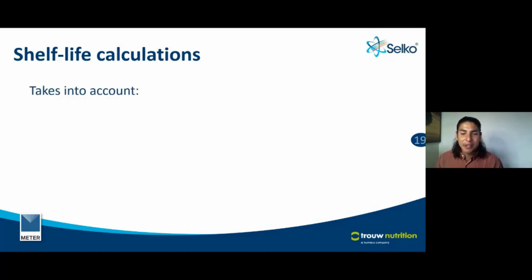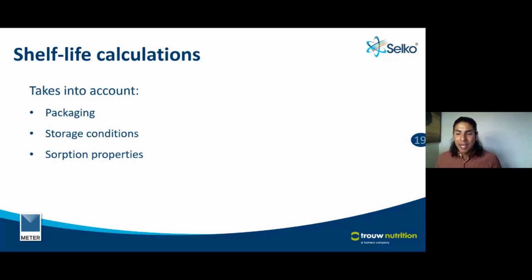For shelf life, we can look at this 2 different ways. The first way is going to take into account 3 different factors: the packaging that you're using, the storage conditions where your product is sitting, as well as the sorption properties of your product. We've developed a calculator based on Fick's law, and basically you just plug in these values and it will tell you a shelf life based on a change in water activity over time.